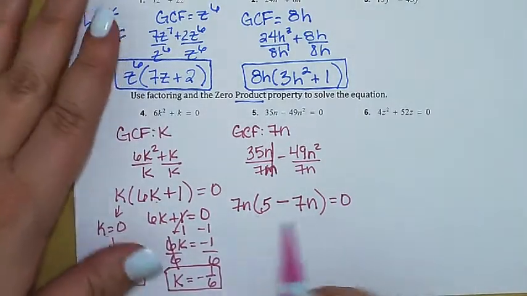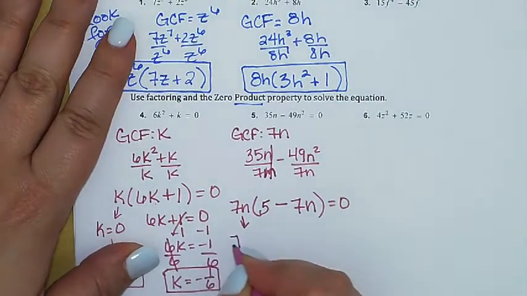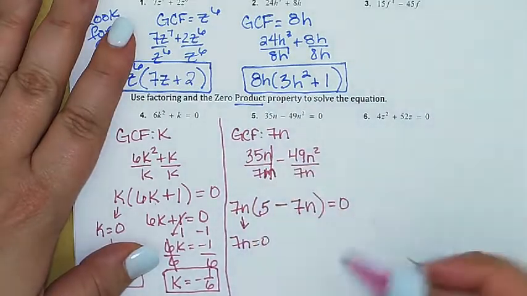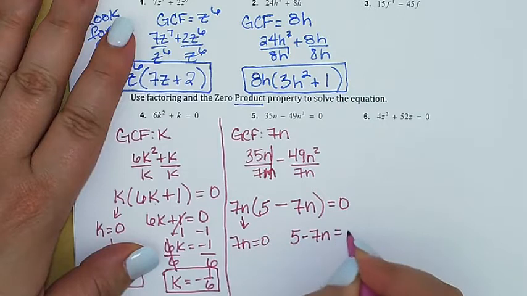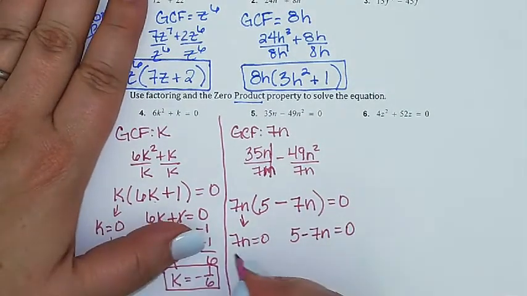So I'm okay. And so now I can just say, all right, this times this is 0. Well, the only way that can be is if 7n is equal to 0. I'm going to make a little line here so we don't get this. Or if the binomial 5 minus 7n is equal to 0. Those are the two scenarios that make this 0. And then we solve each one.